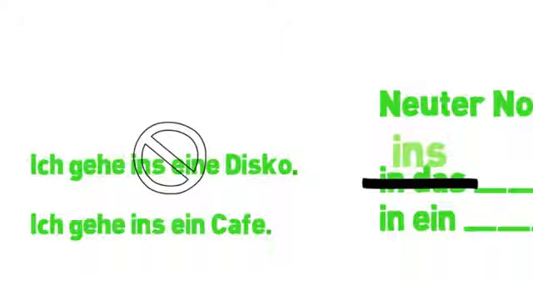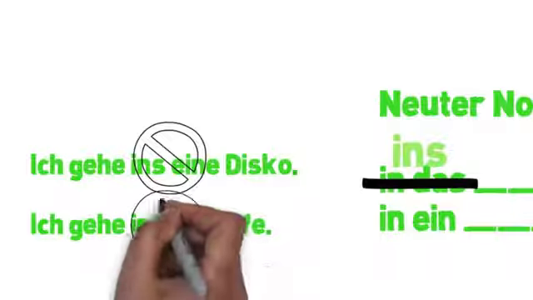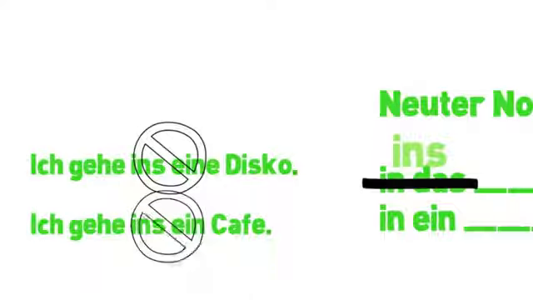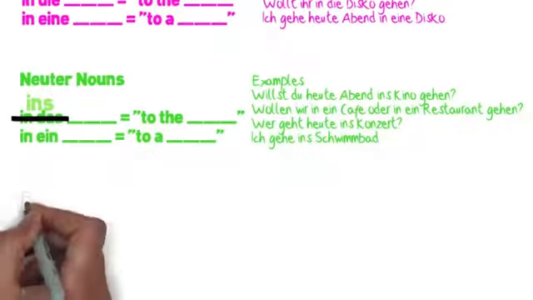But not only does that sound silly, the gender is just plain wrong. With the second example, at least café is a neuter word, but still, you'd be saying, I'm going to the a café. You could say, ich gehe ins Café, or ich gehe in ein Café, but you can't jumble them together.